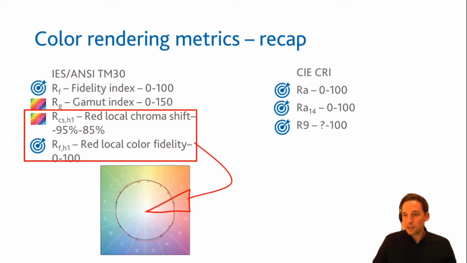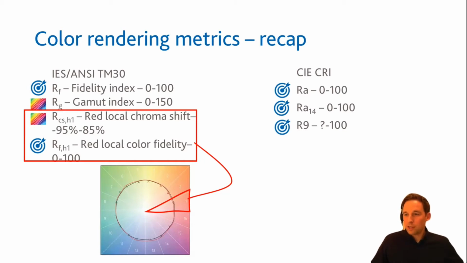Ra14 is essentially exactly the same thing, but with the additional color swatches in there. So it gives you a little bit of a better idea, and you tend to see a small drop between Ra and Ra14. But again, it's a bullseye metric, it's a fidelity metric, and it's telling you how close you are to the reference source. R9, again, is exactly the same thing, but just for one swatch. It is just simply for that red R9 swatch, and that gives us an indication, but not a detailed description, of how it renders red or potentially warmer colors.